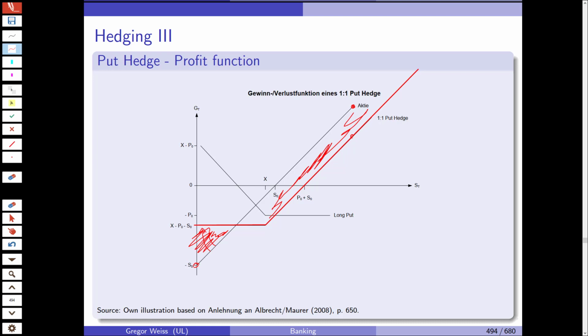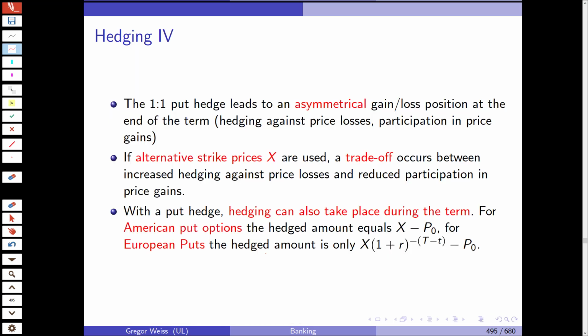Otherwise, you would get this profit. So you're missing out on some profits, and this is the price you have to pay for the added security of not losing everything if the stock price goes down. Right? Okay. Now, if you have alternative strike prices, X, then you have a trade-off between increased hedging against price losses and reduced participation in price gains and profits.